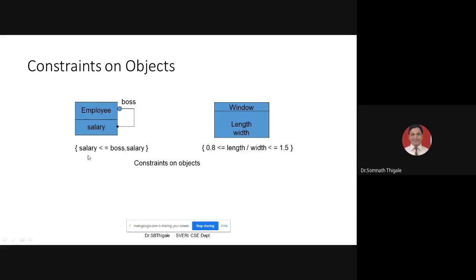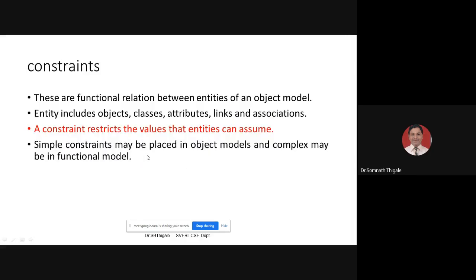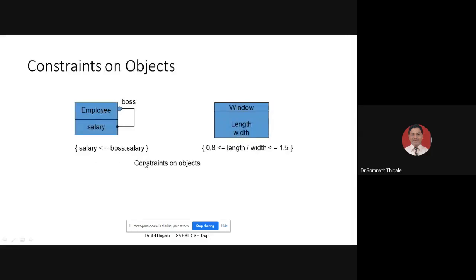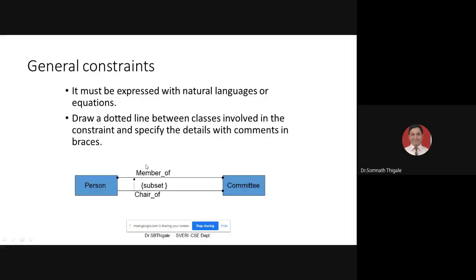This open curly bracket and close curly bracket, we are calling a simple notation that we put in terms of candidate keys, some kind of restrictions. These are general constraints. They must be expressed with natural language or equations. Draw a dotted line between the classes involved in the constraint and specify the details with comments in the braces.